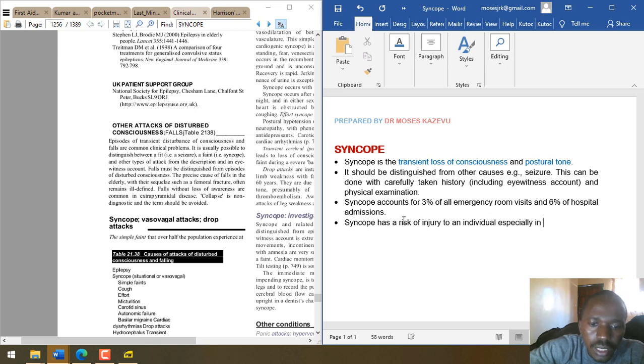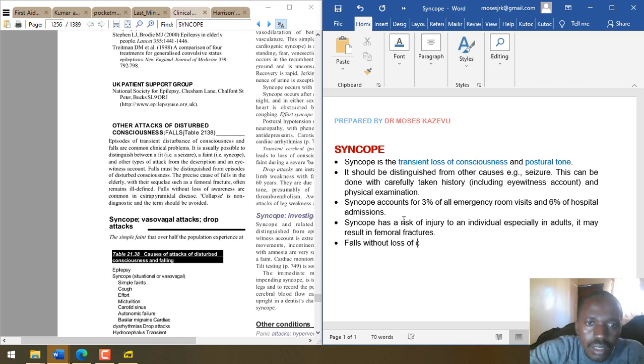Especially in adults, it may, so that should be a comma there, it may result in femoral fractures. Okay, so falls without loss of consciousness are common in extrapyramidal disease. Collapse is non-diagnostic and the term should be avoided. So that's a very, very important point, actually. So falls without loss of consciousness, loss of awareness, are common in extrapyramidal disease.